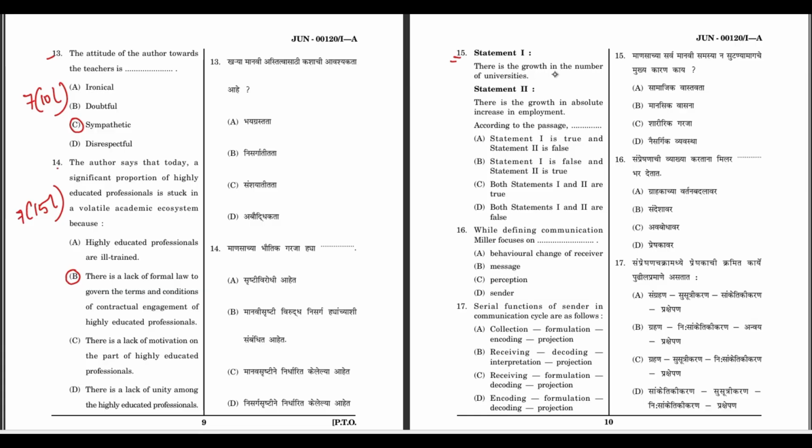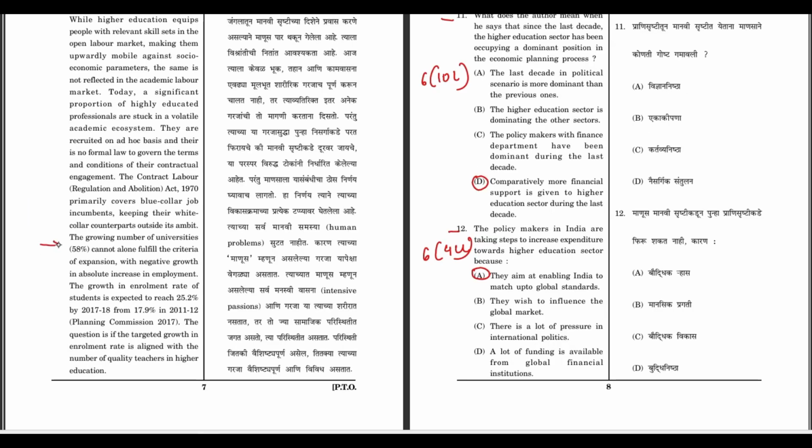Statement 1. There is a growth in the number of universities. Statement 2. There is a growth in absolute increase in employment. According to the passage, which of the statements are true? For this, refer 7th page, 10th last line. The growing number of universities cannot alone fulfill the criteria of expansion with negative growth in absolute increase in employment. So statement 1 is correct, growing number of universities, but statement 2 is false because it is written that with negative growth in absolute increase in employment. Negative growth means declining growth.